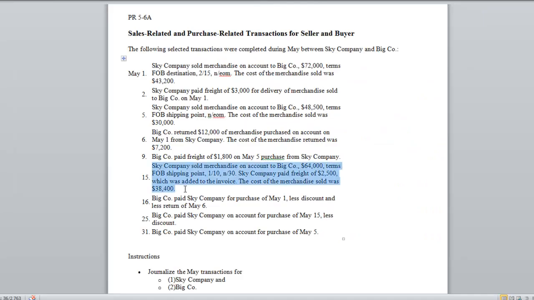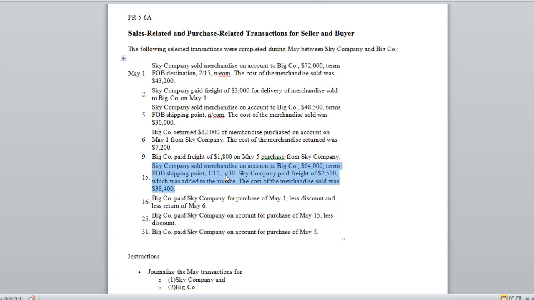On the 15th, we're going to make another purchase of $64,000 of inventory. Terms are FOB shipping point. That means that it's going to belong to us at the point in time that we actually ship it, not when it's delivered. Terms are 1/10, net 30, meaning 1% discount if we pay it within the first 10 days.